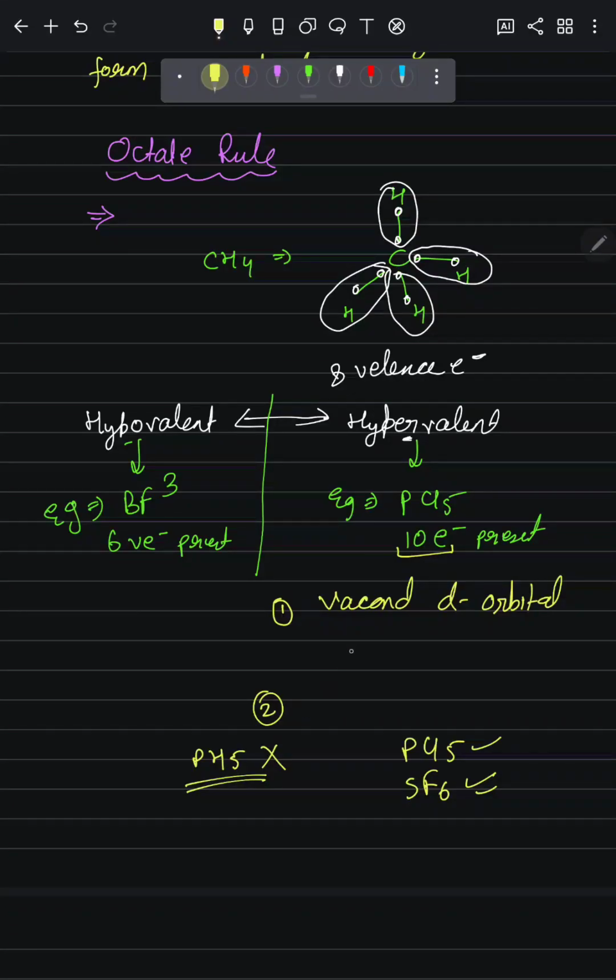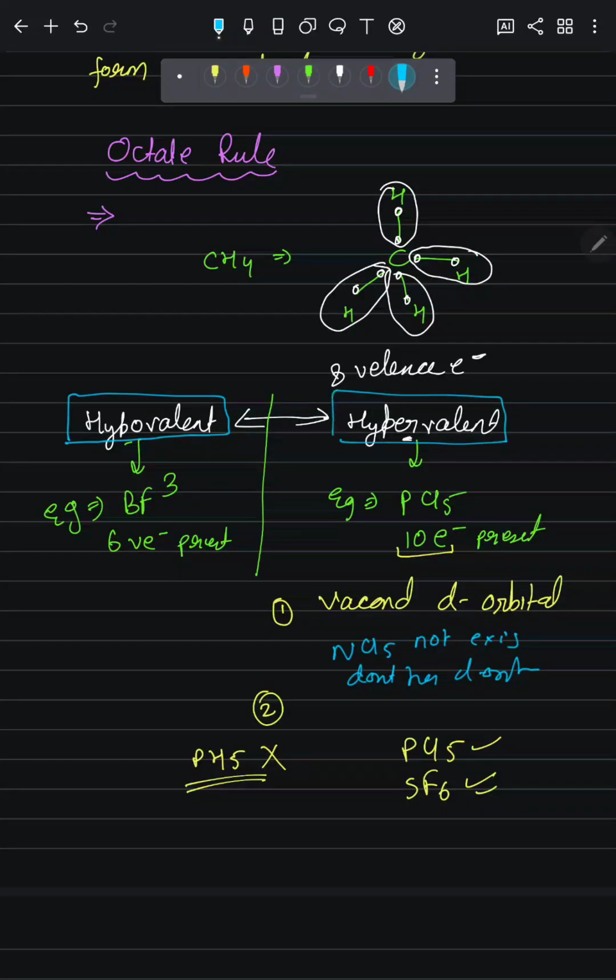Well, in second period elements, NCl5 does not exist because nitrogen does not have a d orbital, it only has p orbitals. So this does not form a hypervalent species. So basically hypovalent species are those which have less than 8 electrons, and hypervalent species are those which have more than 8 valence electrons.